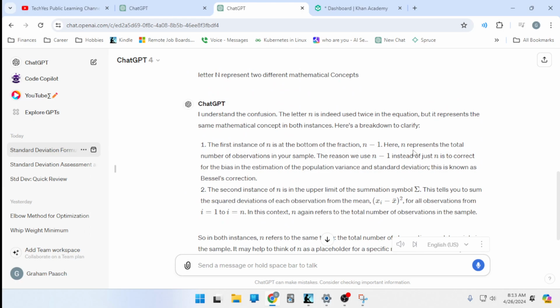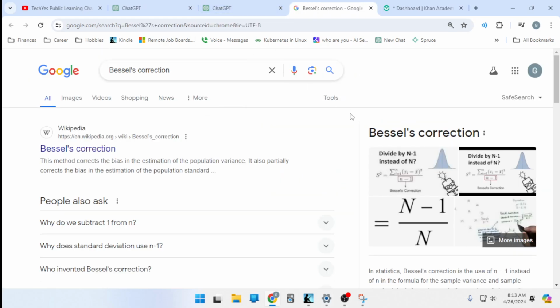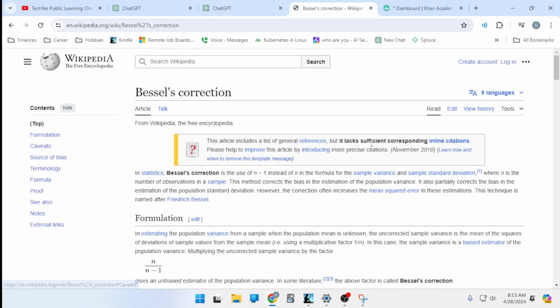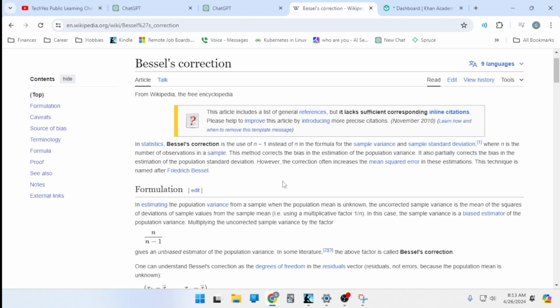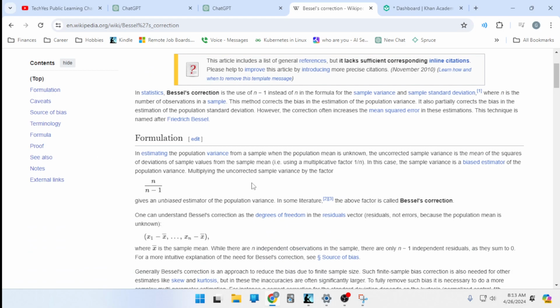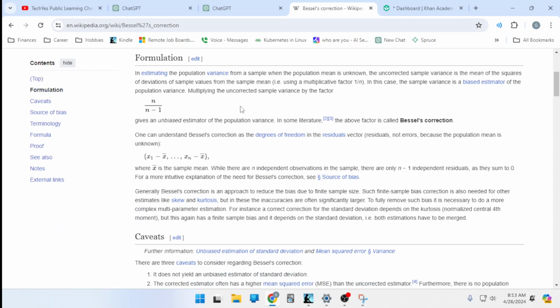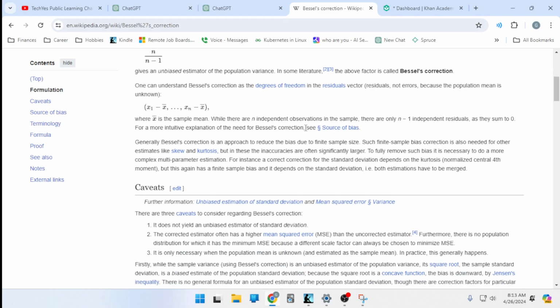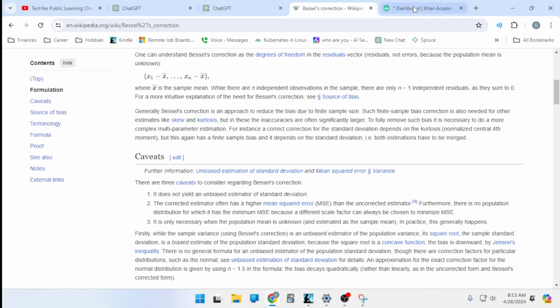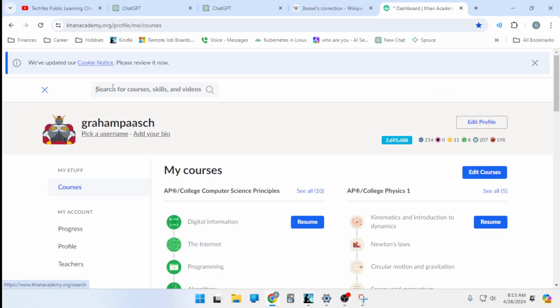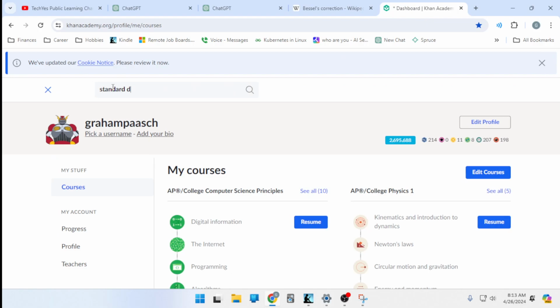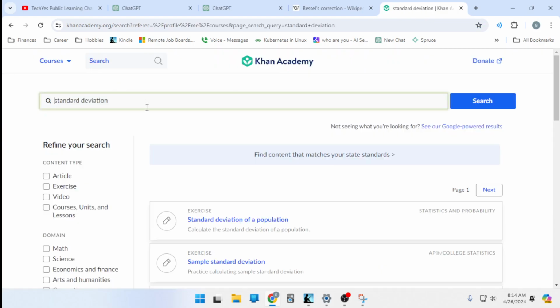The second instance of n is in the upper limit of the summation symbol, sigma. This tells you to sum the squared deviations of each observation from the mean, x sub i minus x bar, squared, for all observations from i equals 1 to i equals n. In this context, n again refers to the total number of observations in the sample. So in both instances, n refers to the same thing, the total number of observations or data points in the sample. It may help to think of n as a placeholder for a specific number. For instance, if you have 10 data points, n would be 10 in both places it is used in the equation.